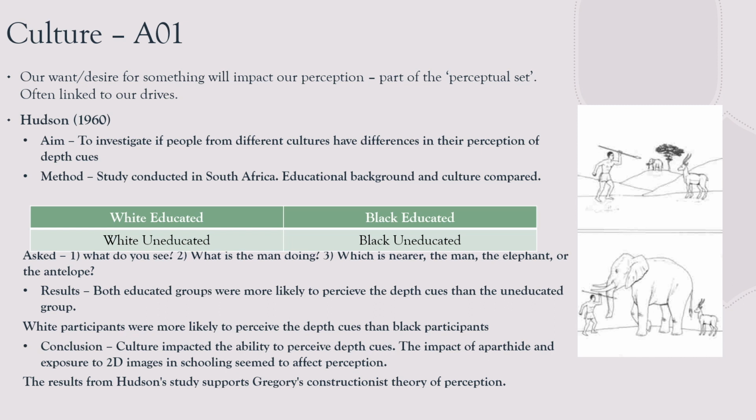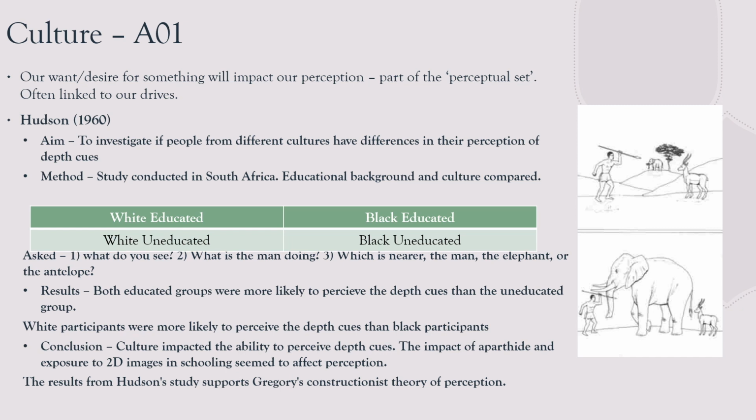depth cues. So the results from Hudson's study show that while both educated groups were more likely to perceive the depth cues. So if you had been educated compared to those that had been uneducated, they were more likely to say that the man was hunting the antelope. There also seemed to be an impact on race. So the white participants were more likely to perceive the depth cues than the black participants. And again, it's culture and what was happening in South Africa at the time would suggest those racial differences.